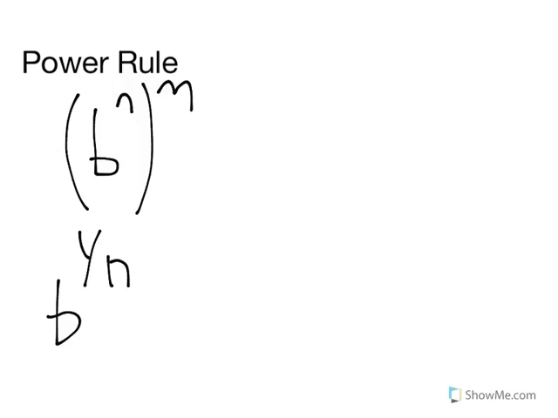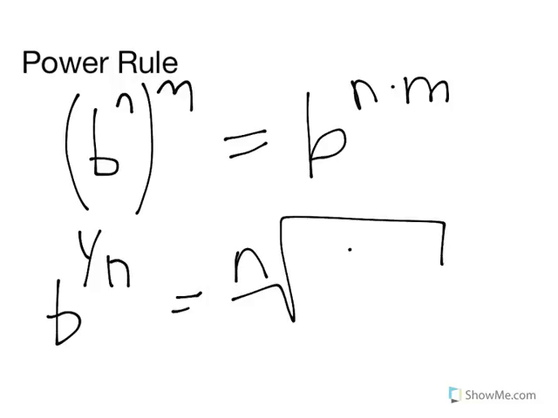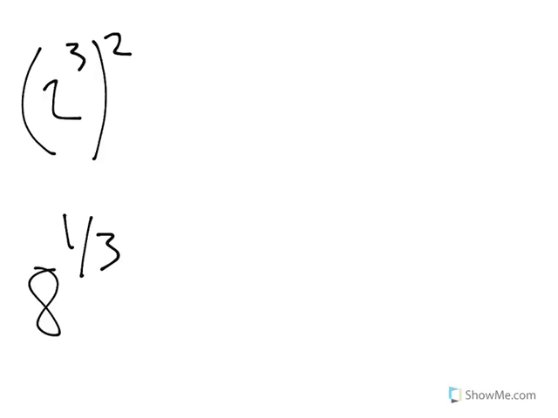When an exponential function with a power is raised to another power, the powers can be multiplied to simplify. So b to the n to the m would be the same thing as b to the n times m. Now, when a base is raised to 1 over a number, it's equivalent to the same number root of the base. That sounds kind of confusing, but it looks something like this. We'll do an example on the next page to explain that better.